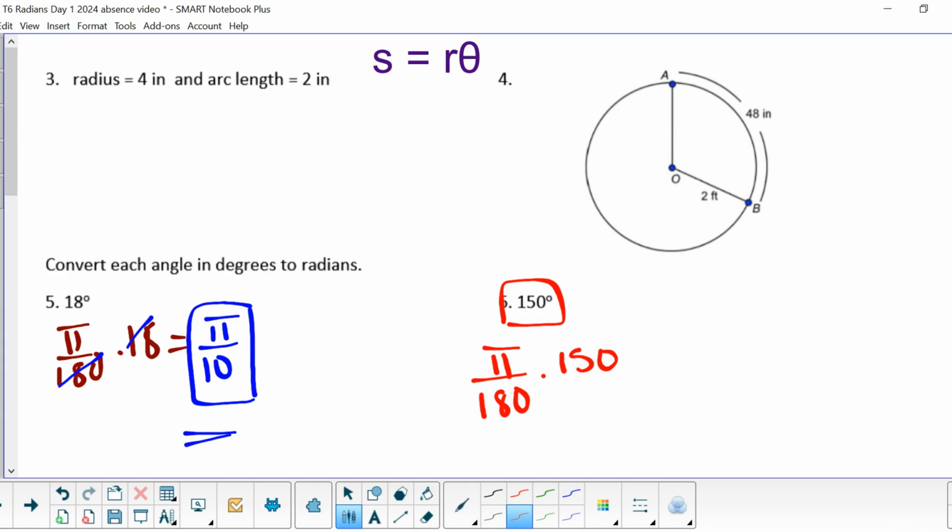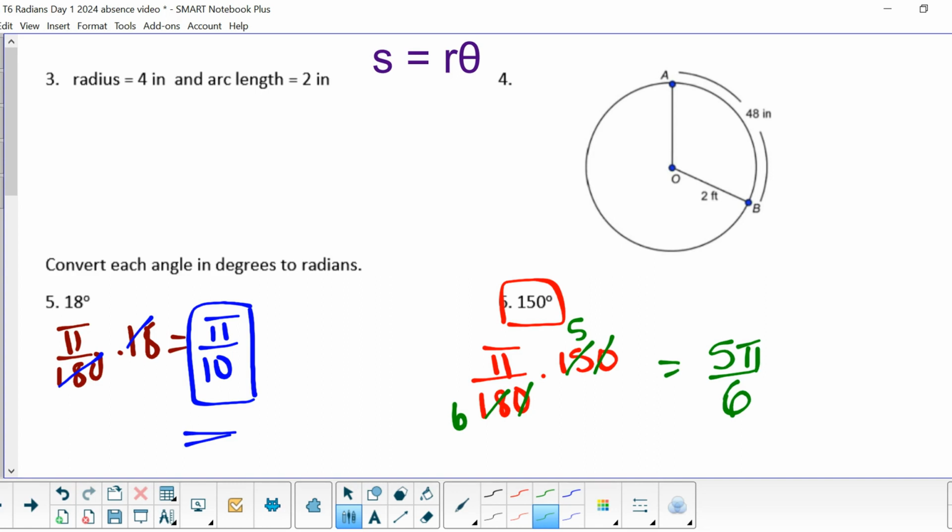Okay. So here's the formula again. So you've got pi over 180, and then you're going to multiply by 150. So we're going to do a little reducing. I'll cancel here. 15 and 18 are both divisible by 3. So I get 5 here and I get 6 here. So that means 5 pi over 6 is the equivalent radian measure for 150 degrees.